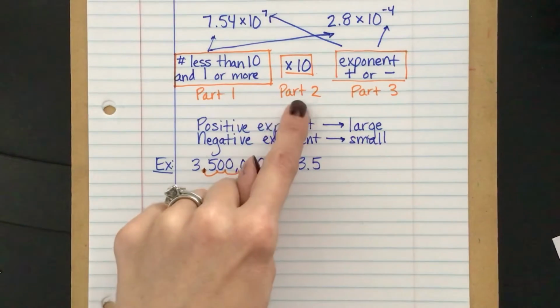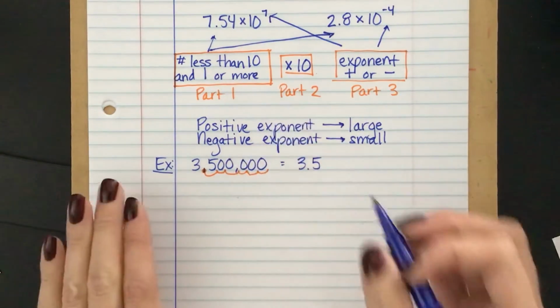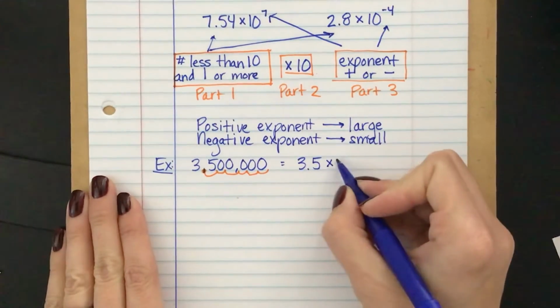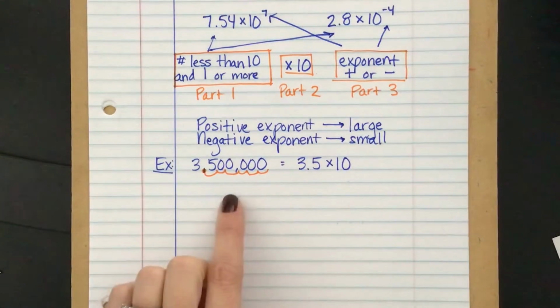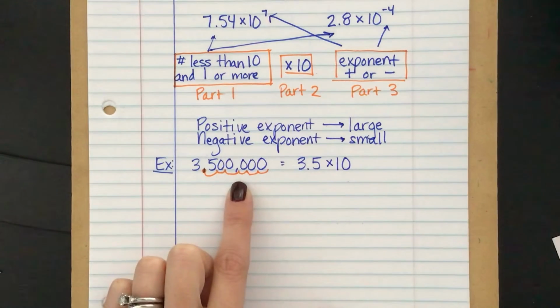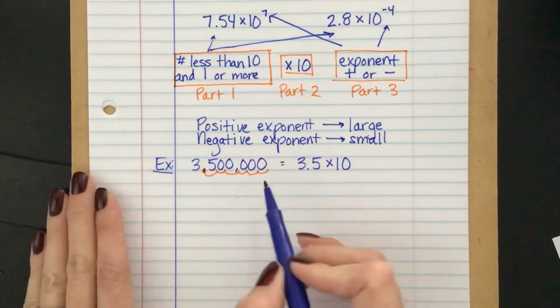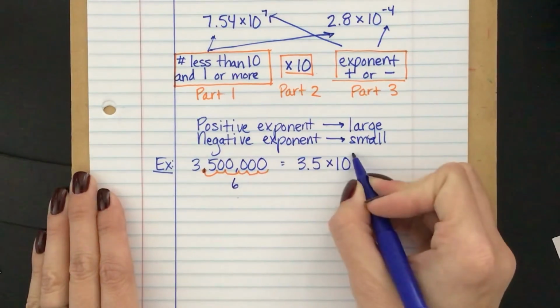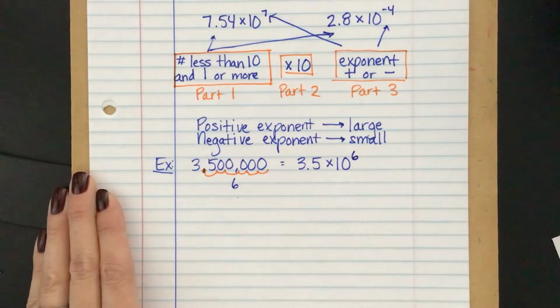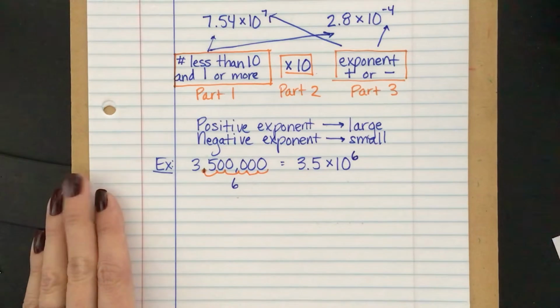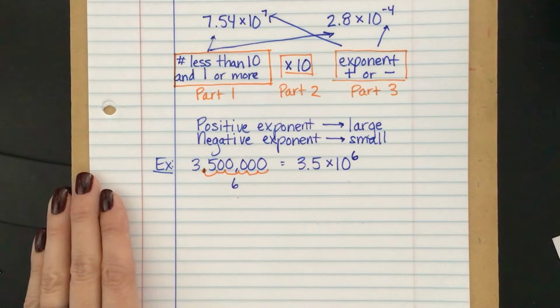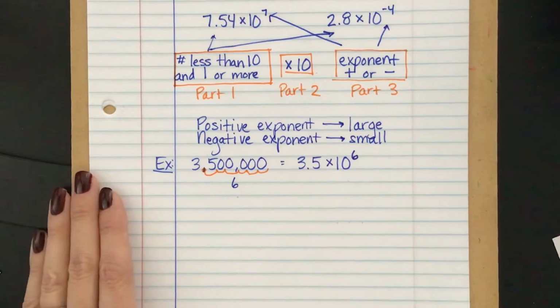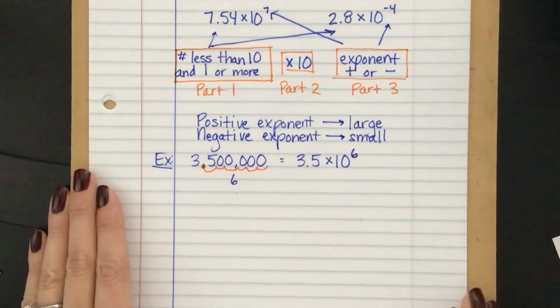And my next part, it has to be times 10. That's part 2, times 10. Now, however many times you moved the decimal place over, that will be your exponent. So if I count how many times I moved it, it was 6. So my exponent is going to be 6. So that's a very large number. That's how we do a very large number. Let's take a look at a very small number now.